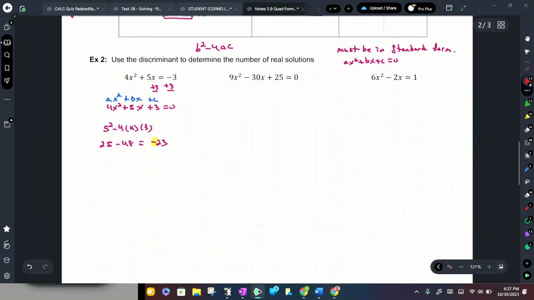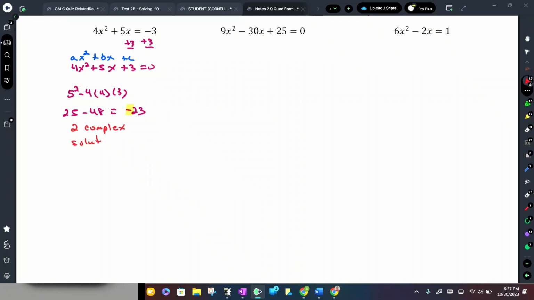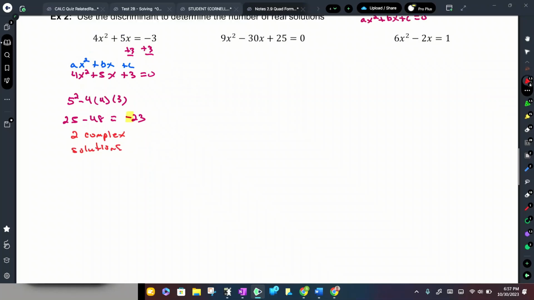So let's come back down here. And here's what we've got. Two complex solutions.